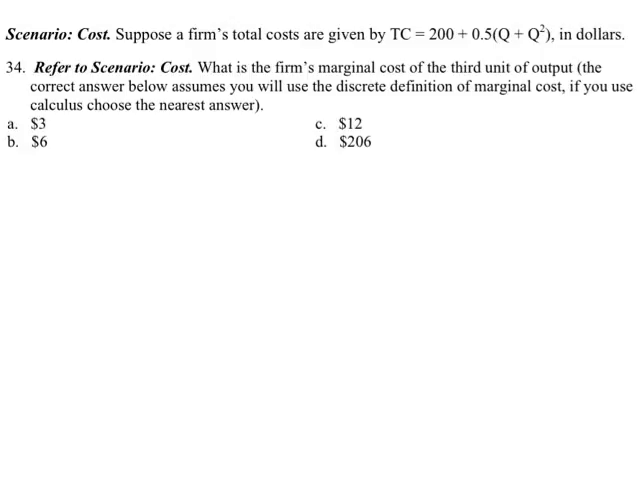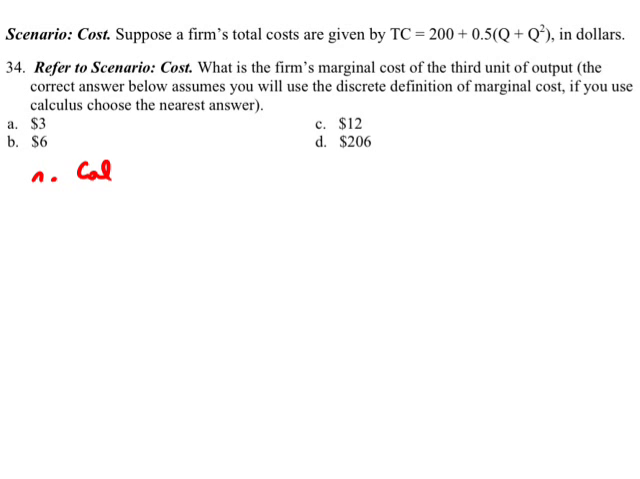Here we have the total cost for a firm, and we are asked to calculate the marginal cost of the third unit of output. There are two ways to do that. The first way is to use calculus, and the second way is to use a discrete definition of the marginal cost. So first, let's use calculus.